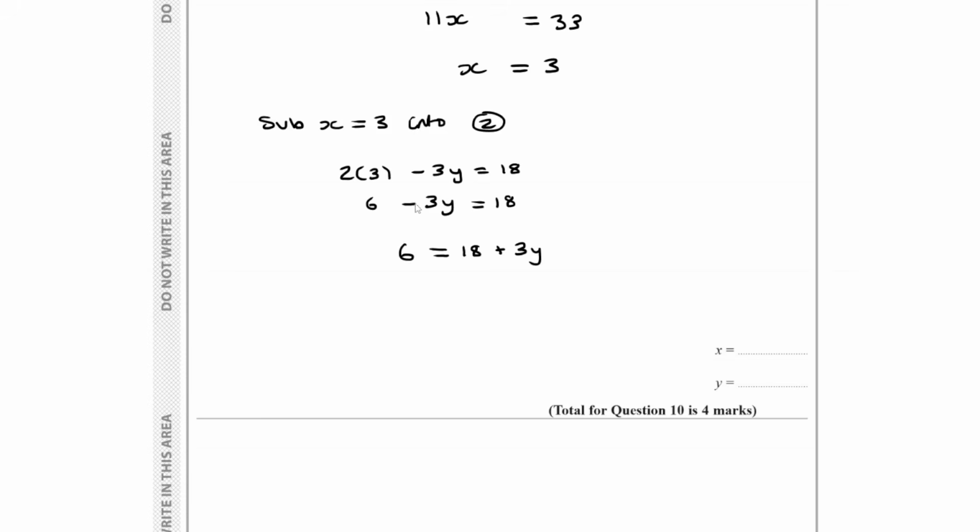You can do it in fewer steps than this, but I'm kind of over-explaining. Take away the 18, so they basically swap, don't they? The 3y and the 18. So negative 12 is positive 3y, divide by 3, we get negative 4. You might have solved it differently, but as long as you get x is 3 and y is negative 4, then that's fine. And that is 4 marks.